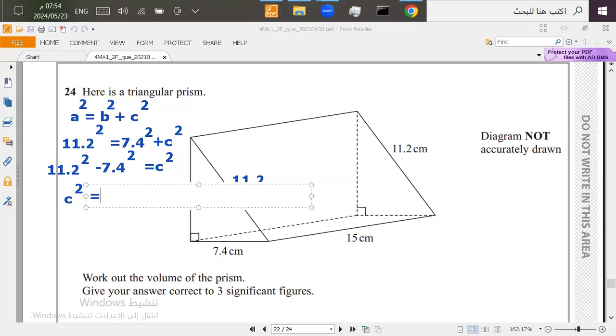11.2 squared, minus 7.4 squared. And I got 70.68. Let's put it here. This is what 70.68 is: c squared.